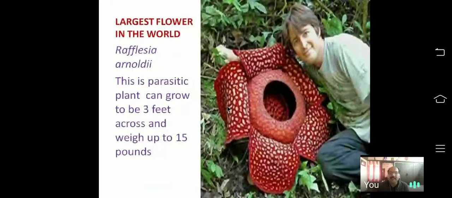Now I am showing the world's largest flower. Its name is Rafflesia arnoldi. This is a parasitic plant. It can grow to be 3 feet across and weigh up to 15 pounds. This is the largest flower in the world, named Rafflesia arnoldi.